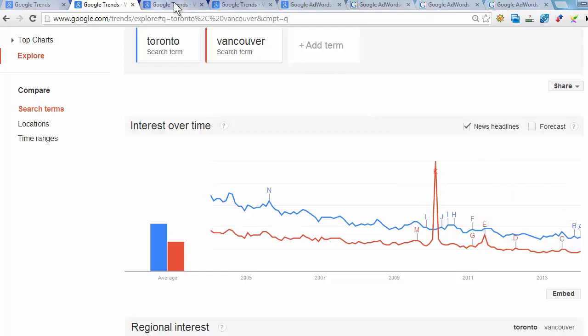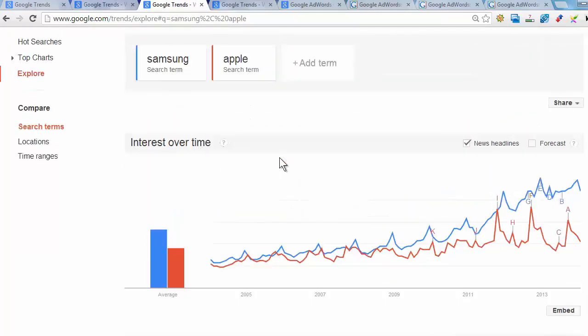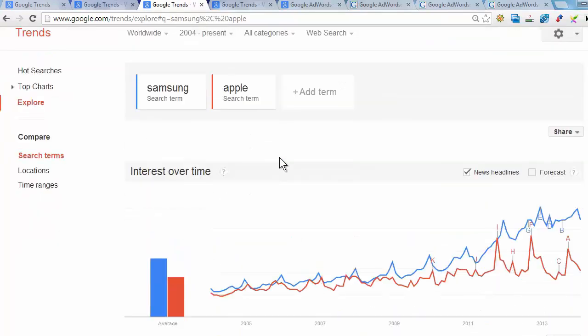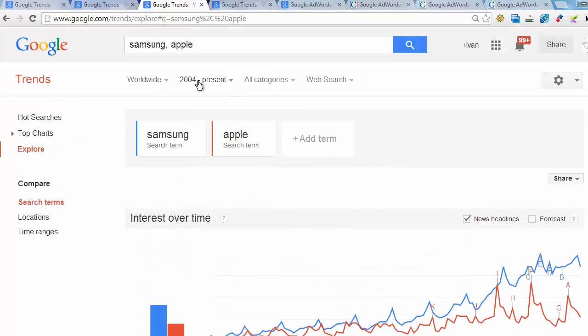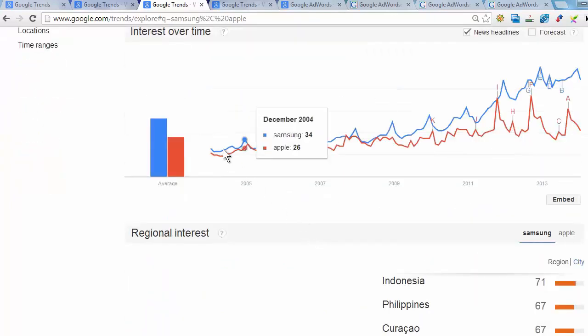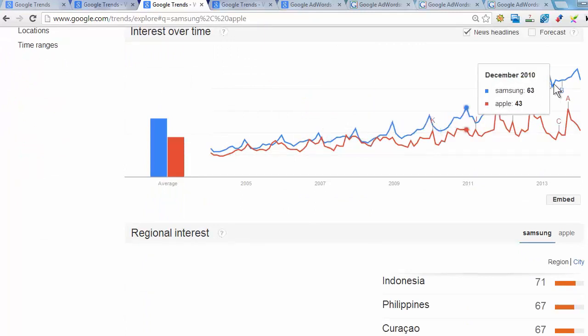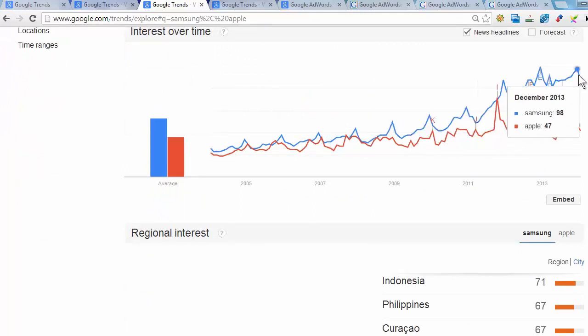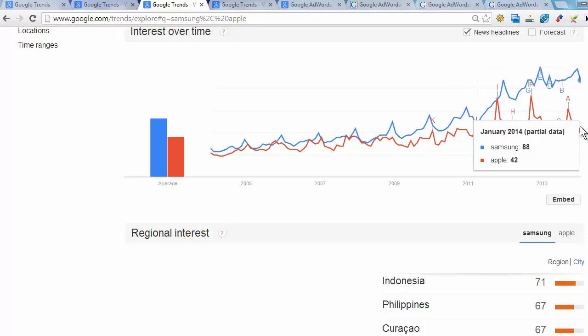We can also use Google Trends to compare various brands. For example, Samsung and Apple over time worldwide since 2004. We can see that the blue line, which is Samsung, was searched more and more, and now at the beginning of 2014 there is quite a significant advantage, or higher volume of search, for Samsung compared to Apple.